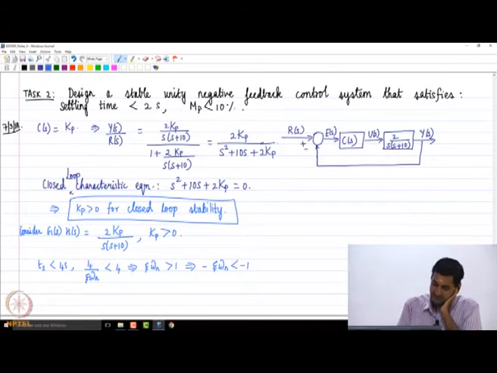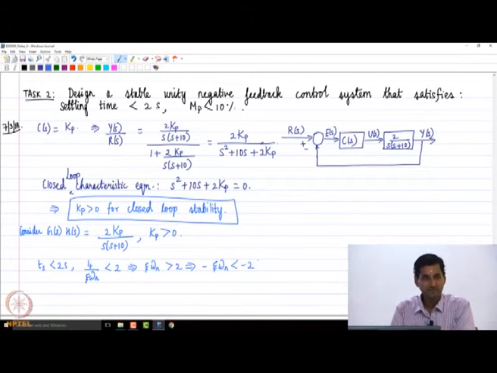Oh, okay. So we wanted 2 seconds, right, sorry about that. So we wanted 2, so zeta omega n should be greater than 2, and minus zeta omega n should be less than minus 2. Am I correct? Okay. So that's what we chose in this particular problem.